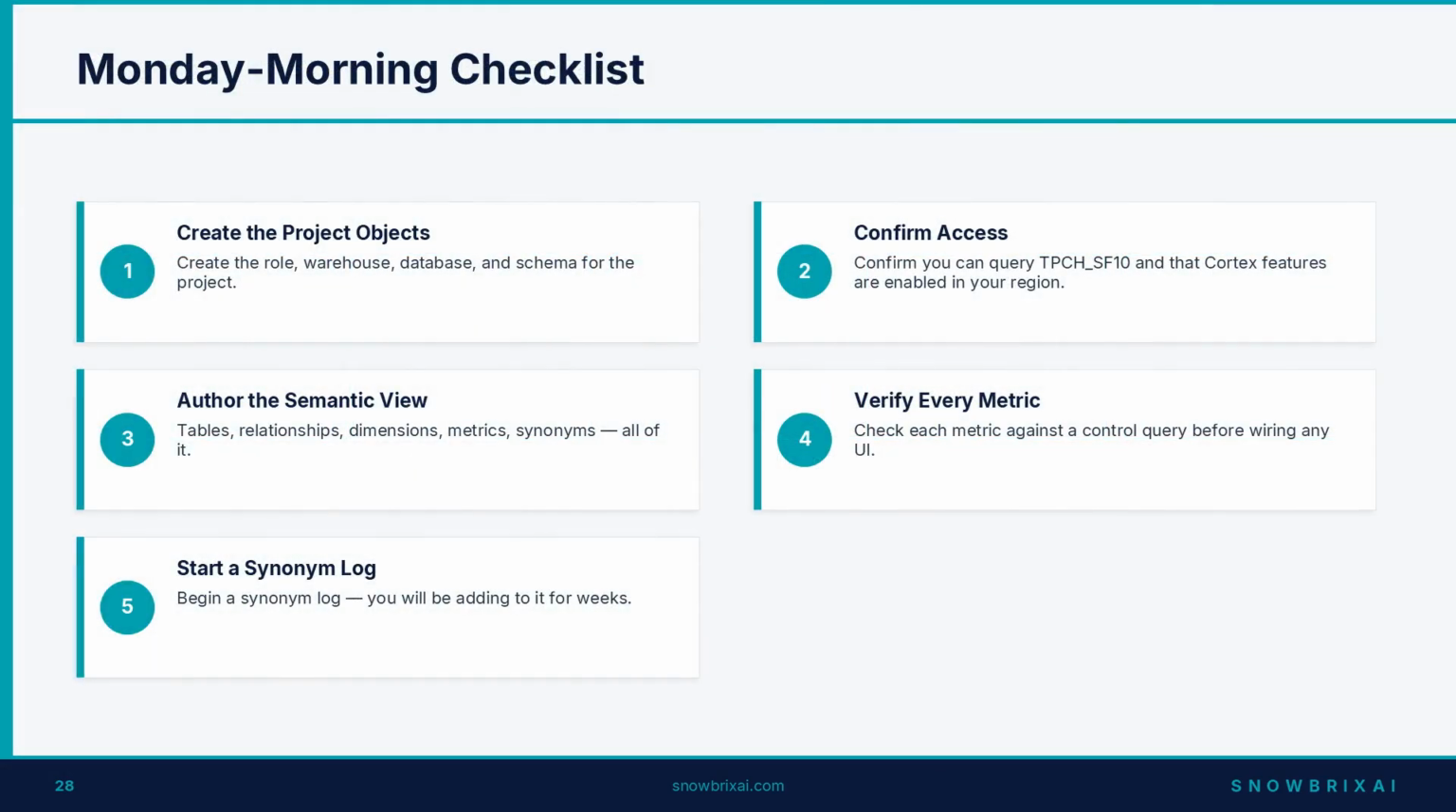The Monday morning checklist, 5 moves. 1. Create the role, warehouse, database and schema for the project. 2. Confirm you can query the sample data and that Cortex is enabled in your region. 3. Author the semantic view: tables, relationships, dimensions, metrics, synonyms, all of it. 4. Verify every metric against a control query before you wire any interface. And 5. Start a synonym log. You will be adding to it for weeks.